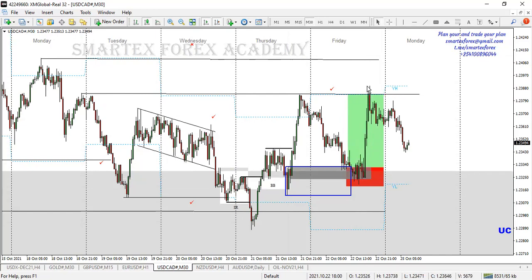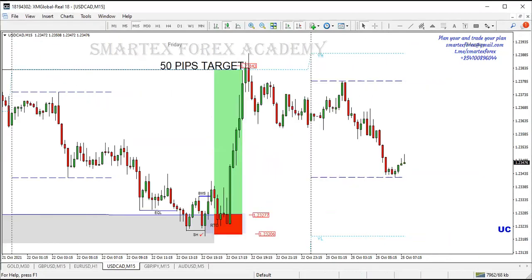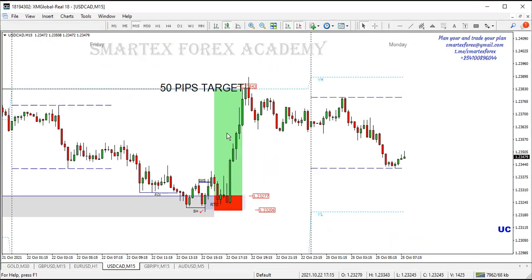Remember, well, 50 pips. This trade actually, okay, let me show you from the other method. You can see, this is what we had from that. This is the trade that we took.